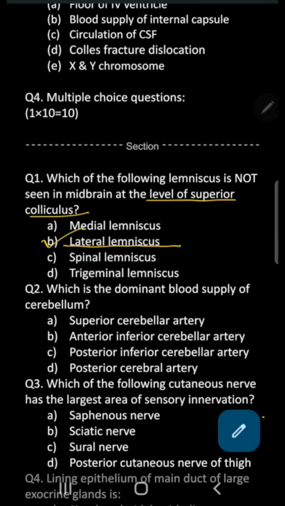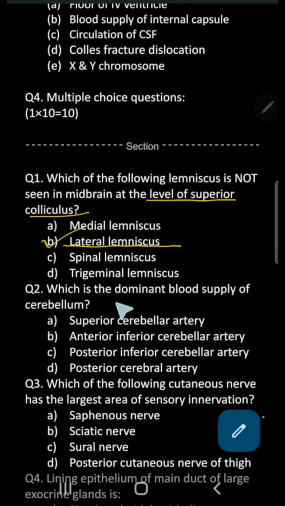Answer is B, because this lateral lemniscus is in the auditory pathway made up of the third order neurons which communicate from the superior olivary nucleus to the inferior colliculus. So at the level of inferior colliculus in the midbrain, these fourth order neurons from the inferior colliculus emerge out through the inferior brachium to the medial geniculate bodies. So that's why you will not see this lateral lemniscus at the level of superior colliculus. It's only present up till the level of inferior colliculus.